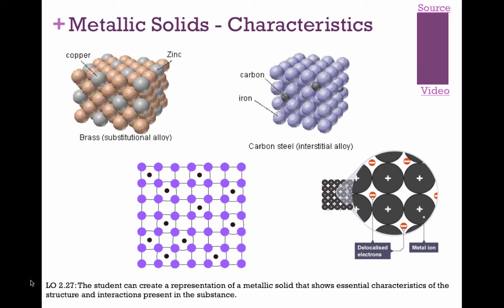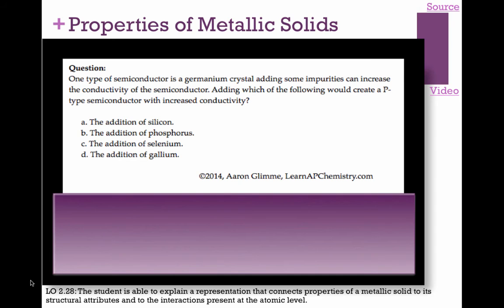Okay, so then metallic solids. Remember that metallic solids are metal atoms. Like if it says iron, that's a metallic solid, not ionic. Ionic is your metal, non-metal. And this actually shows a substitutional alloy, similar in size, with copper and zinc, versus steel. That's an interstitial alloy.